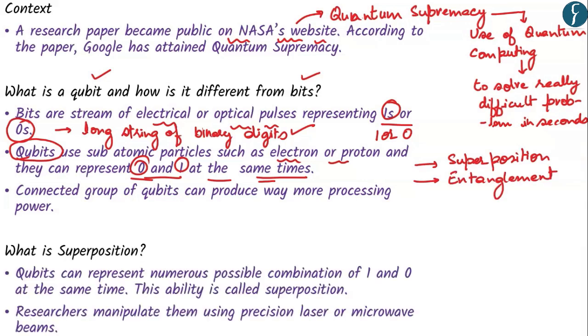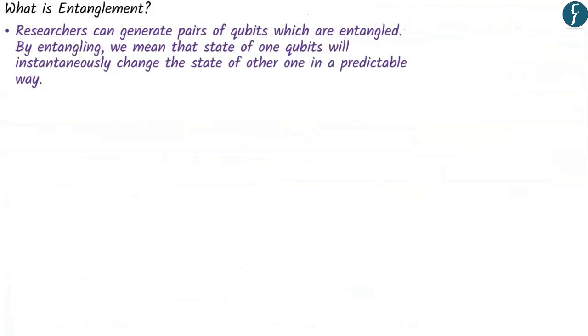Qubits can represent numerous combinations of 0 and 1 at the same time. This ability to simultaneously be in multiple states is called superposition. To put qubits into superposition, researchers manipulate them using precision lasers or microwave beams. Thanks to this counterintuitive phenomenon, a quantum computer with several qubits in superposition can crunch through a vast number of potential outcomes simultaneously. So what is entanglement?